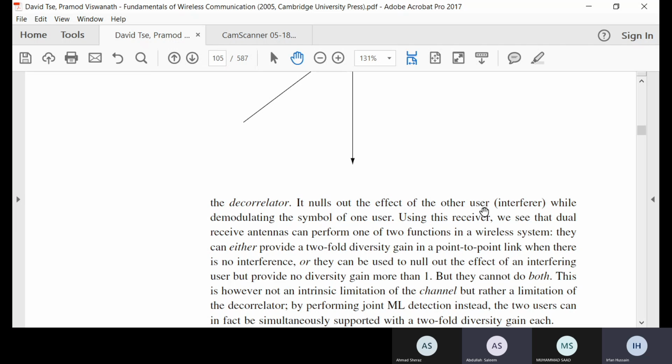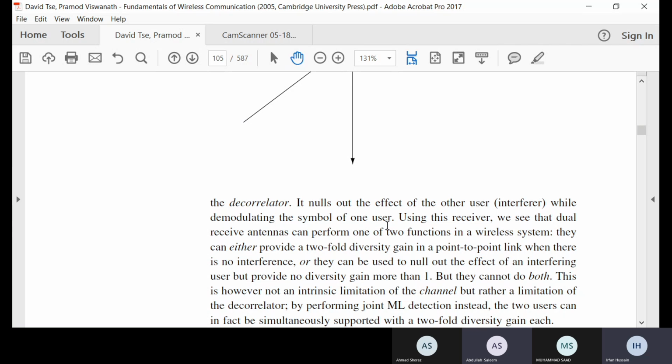It nulls the effect of the other user while demodulating the symbol of one user. And this means if you are sending two users at the same time, the other user which is coming from the H2 antenna, the H2 channel vector, will be nulled out. But the advantage is that the same channel is being utilized with two users.